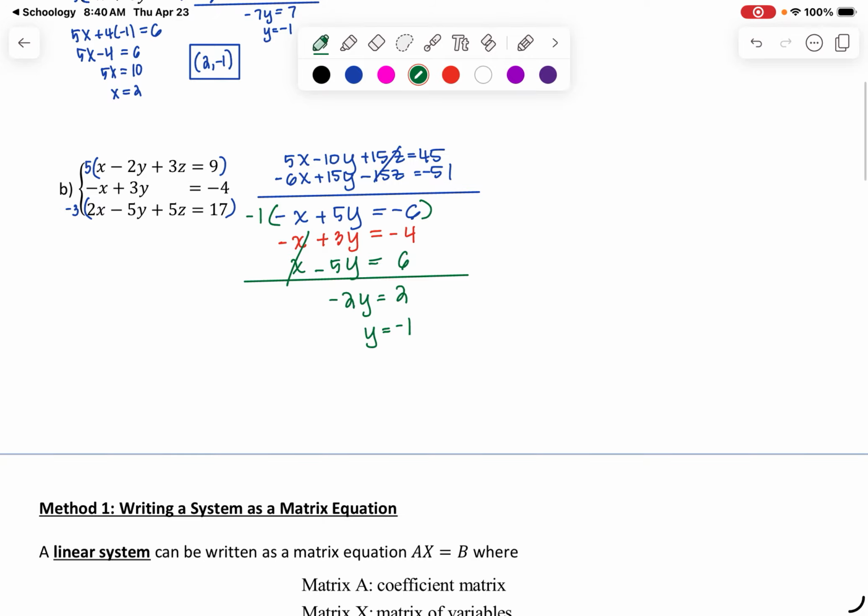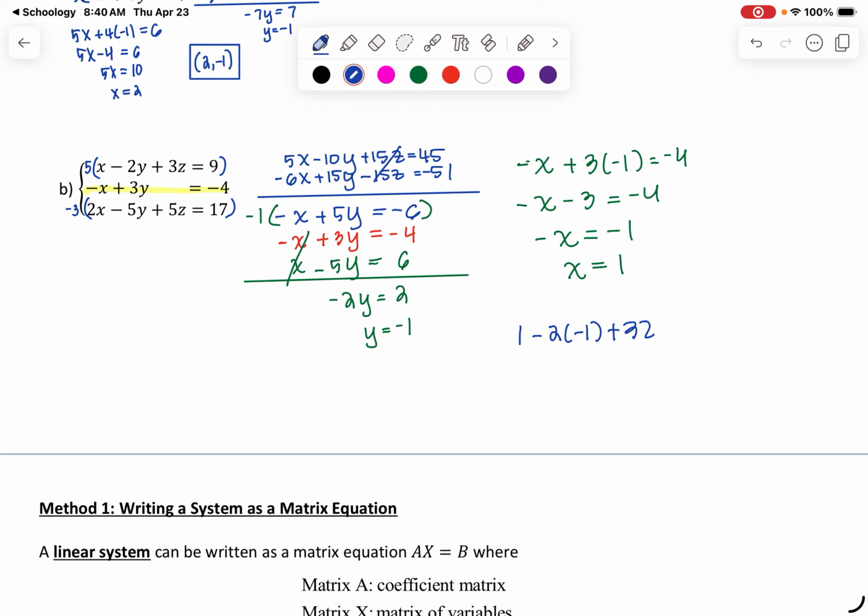All right, so now I know y is -1, so now I'm going to go to my second equation and solve for x. So I have -x plus 3 times -1 is equal to -4. So -x minus 3 is equal to -4. Add 3 to both sides. -x is equal to -1, so x is equal to 1. Lastly, I need z, so I can use the first or the third equation to get it. I'm just going to use the first one. So I have x, which is 1, minus 2 times y, which is -1, plus 3z is equal to 9.